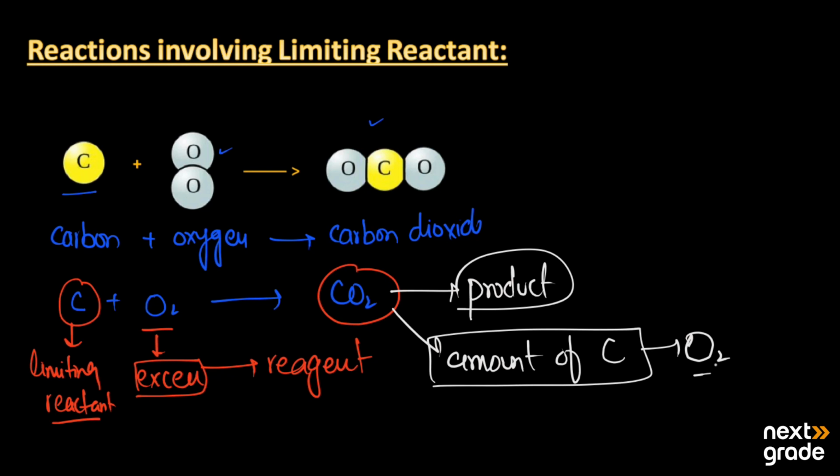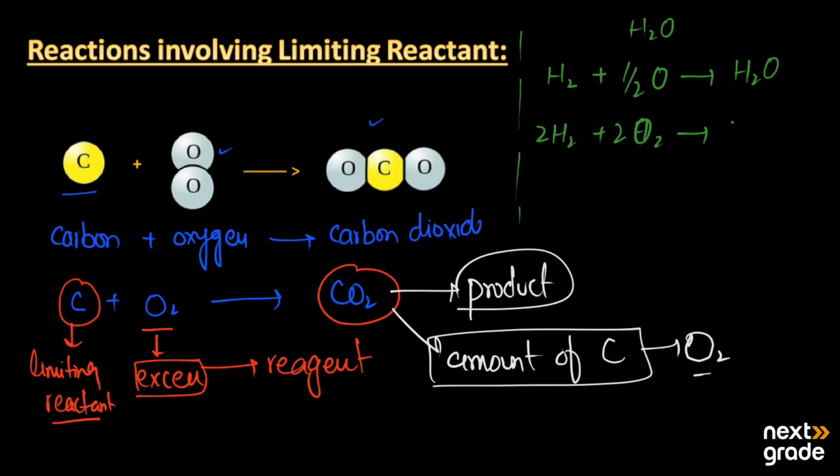On the whole, we can also have another example of the water molecule. The formula of the water molecule is H2O. When 1 mole of hydrogen reacts with half a mole of oxygen, it produces 1 mole of water molecule. But on the other hand, if we have 2 moles of hydrogen and 2 moles of oxygen, then it produces 2 moles of water molecule plus oxygen.